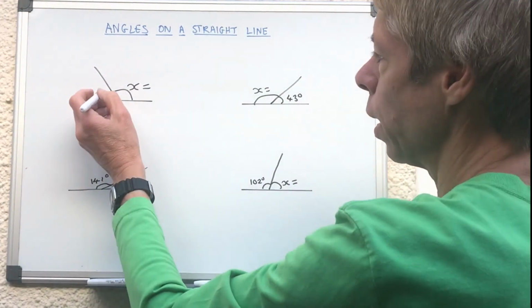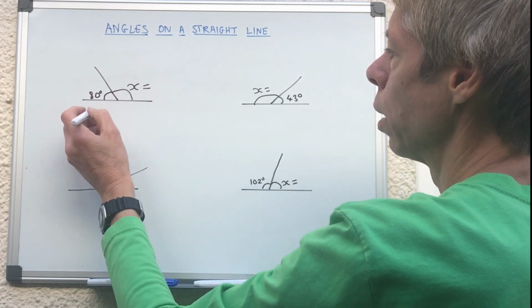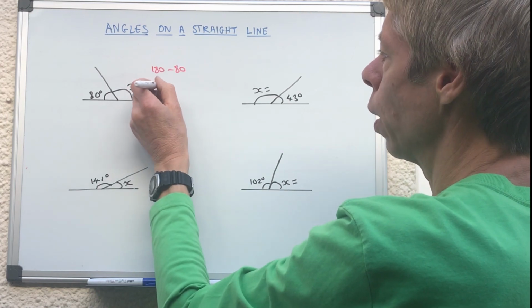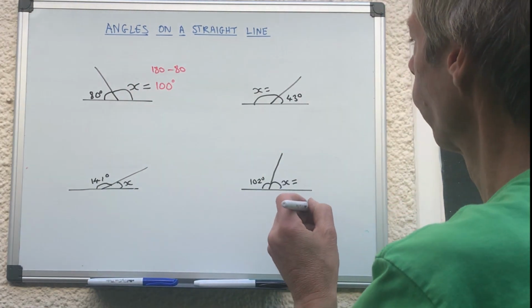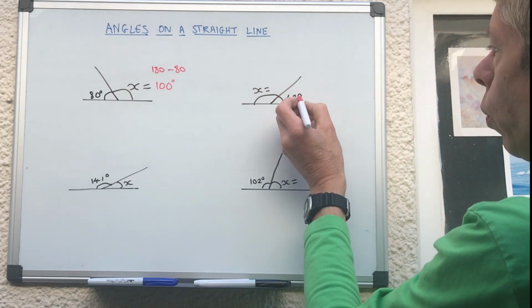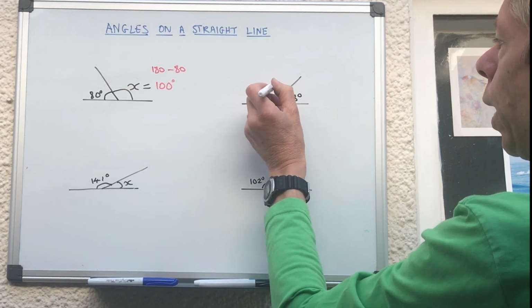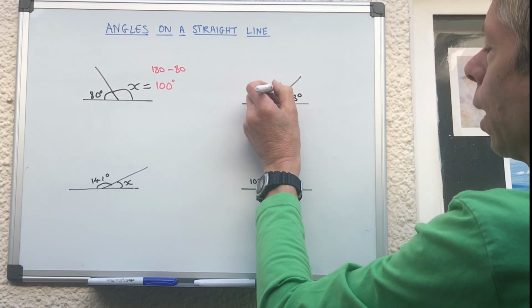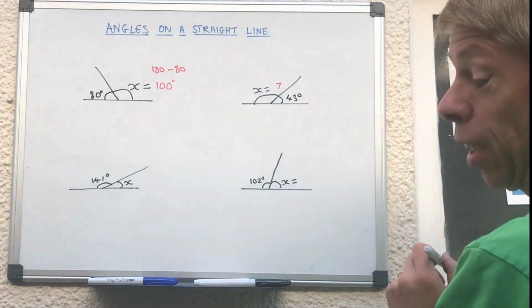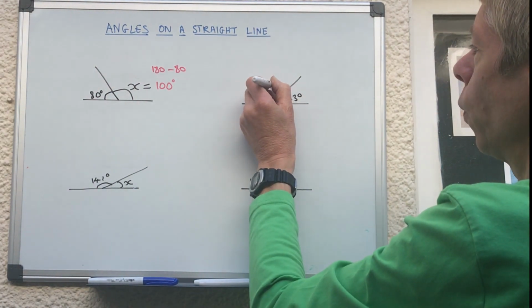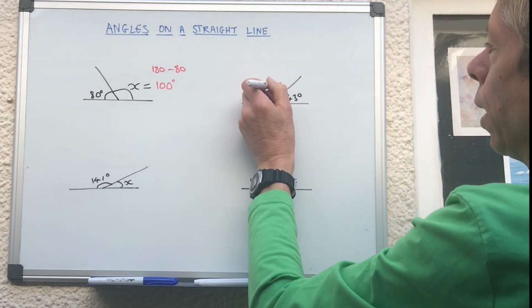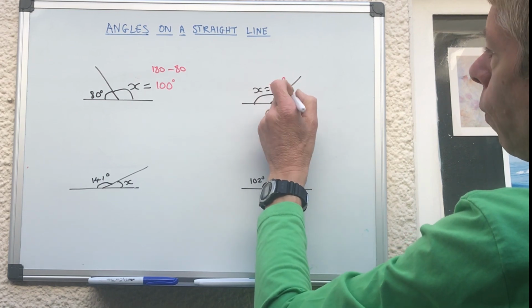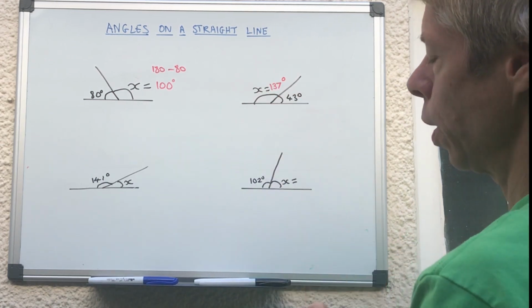Okay then, so first one, nice and easy. It's got to add up to 180. So x is 180 minus 80 equals 100 degrees. Okay, so with this one, let's get it up to 80. So if we add 7, that gets up to 40. Add 10, it gets up to 50. So add another 30, gets up to 80, and then add 100, gets up to 180. So x is 137 there.